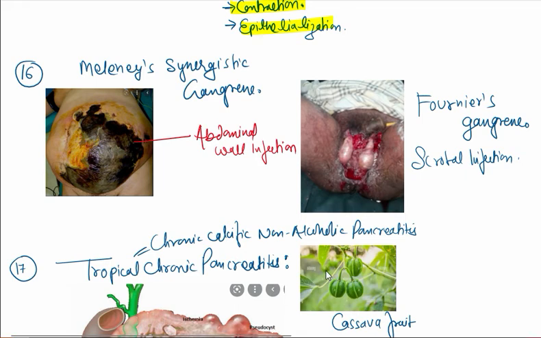Next one, what is Meleney's synergistic gangrene? This is the abdominal wall infection, and this causing gangrene is known as Meleney's synergistic gangrene. Okay. What is Fournier's gangrene? It is the scrotal infection. Scrotal infection is the Fournier gangrene.